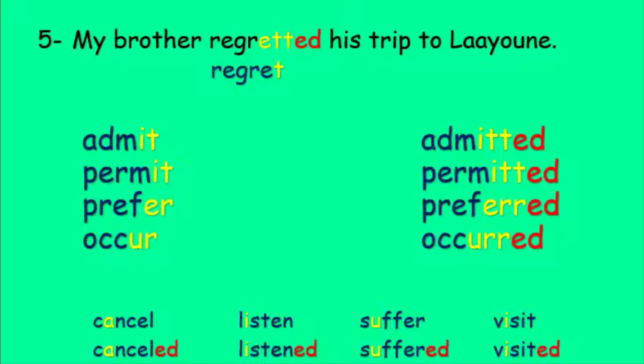Occur becomes occurred. Now there are other examples which are different. For example, cancel, listen, suffer, and visit. Cancel is different. It has two syllables, but the first syllable is stressed. So we say cancel, not cancel. Cancel, listen, suffer, visit. In this case, we don't double the last consonant.